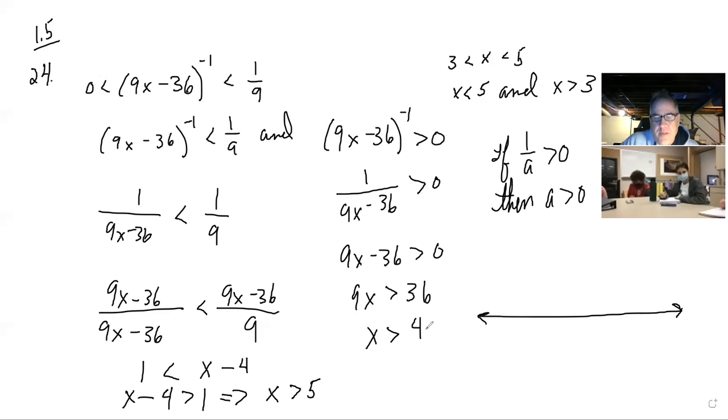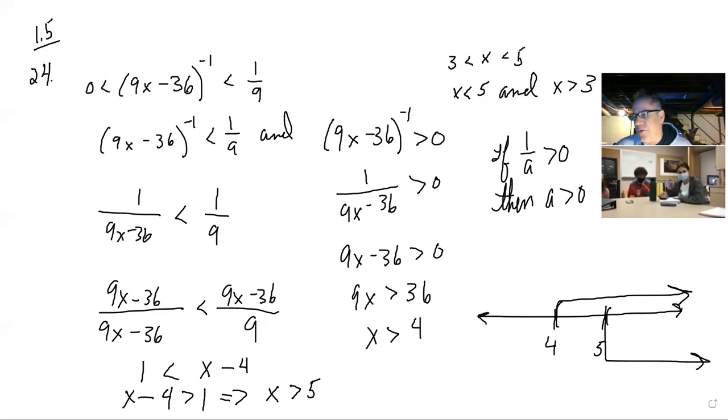I'll just draw a number line. Here's 4, and here's 5. On this one, it says any number, not including 4, that's the parenthesis, but 4 and bigger. This one said not including the 5, but what? Bigger than 5, but not including 5. And we have to make a note of that, not including 5.